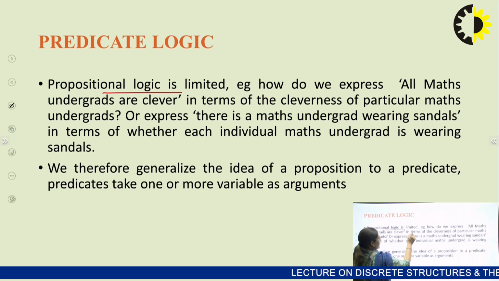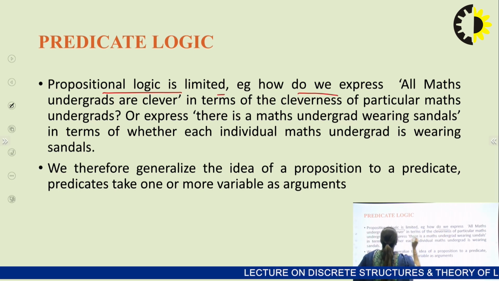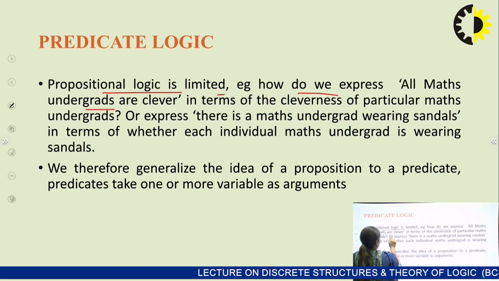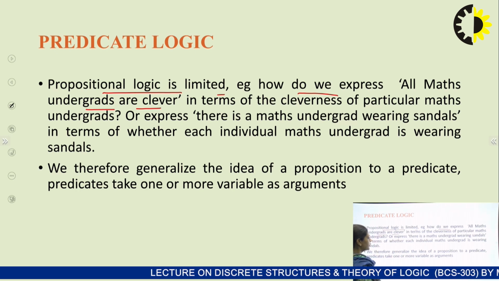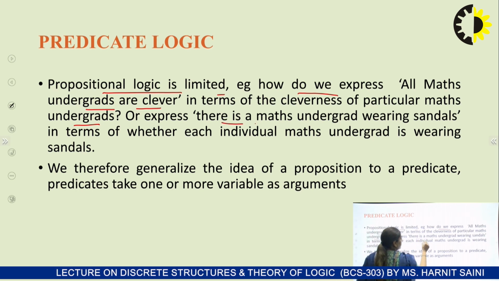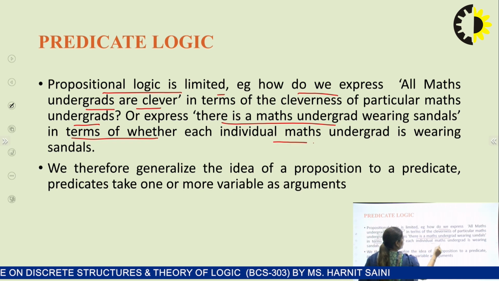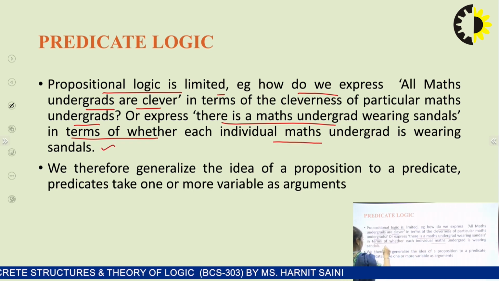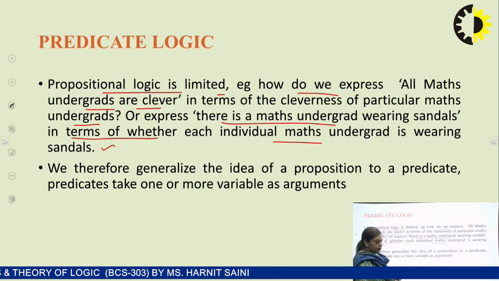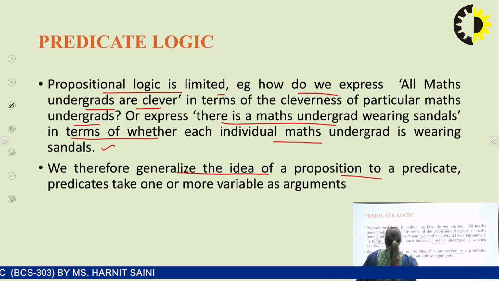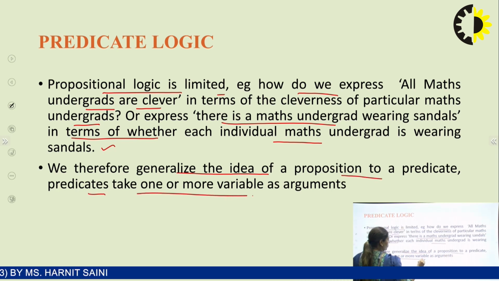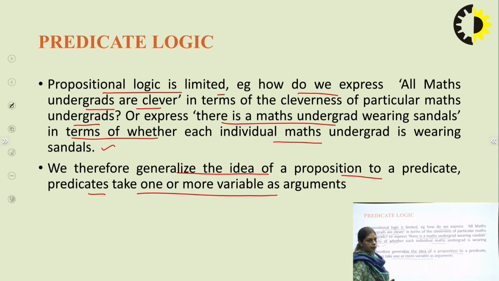Propositional logic is limited. For example, how do we express all math undergrads are clever in terms of cleverness of particular math undergrads, or express there is a math undergrad wearing sandals in terms of whether each individual math undergrad is wearing sandals. So this type of clarity is not possible in propositions. We therefore generalize the idea of proposition to a predicate. Predicate takes one or more variables as arguments, right?